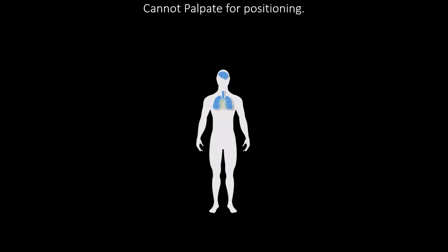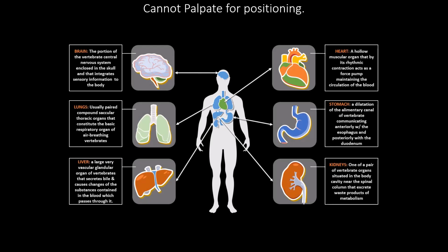Let's take a look at some of those areas that you can't palpate for positioning. We begin with the brain, which is the portion of the vertebrate central nervous system enclosed in the skull and that integrates sensory information to the body. Next, we see the lungs, liver, heart, stomach, and kidneys. All of these essential organs are subject to both trauma and disease pathology. Knowing where they are and the physiology of how they work is crucial in producing diagnostic imaging exams for interpretation.